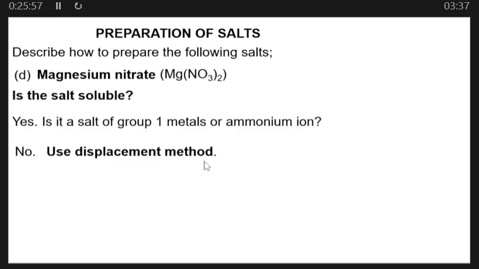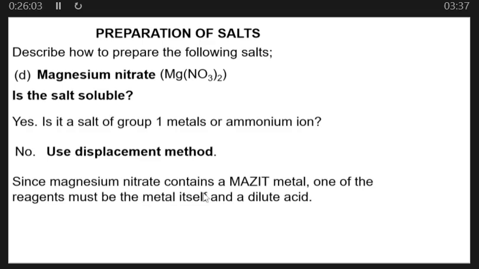Since it is soluble but not of this kind, you must use the displacement method. Since magnesium nitrate contains a reactive metal, meaning it contains magnesium which is among these reactive metals, one of the reagents must be the metal itself and a dilute acid. So one of the reagents that we must combine must be the magnesium metal itself, and also a dilute acid that must give us the nitrate. In this case, nitric acid must give us the nitrate.